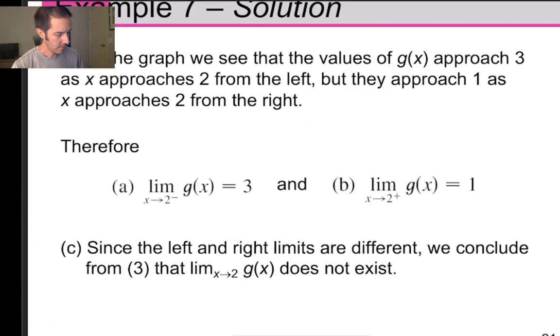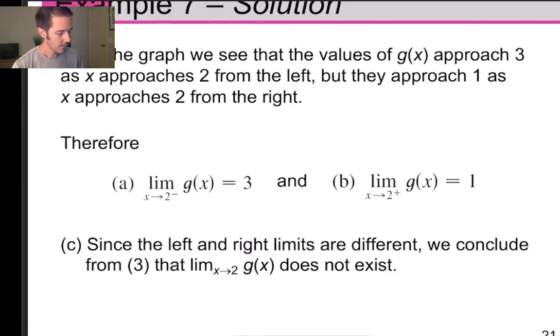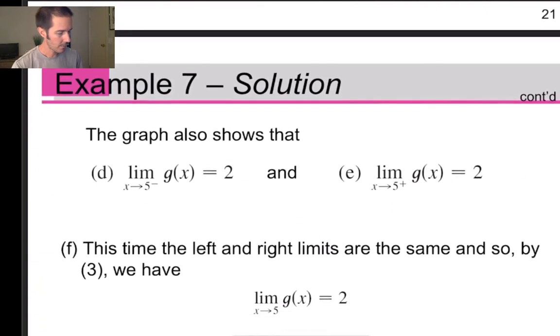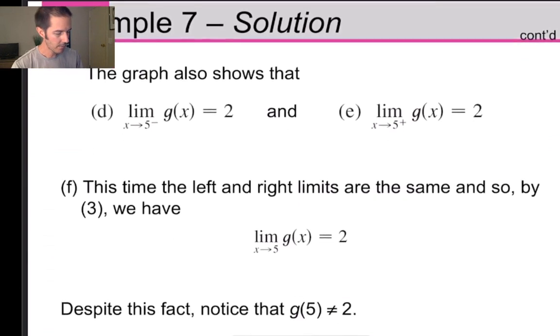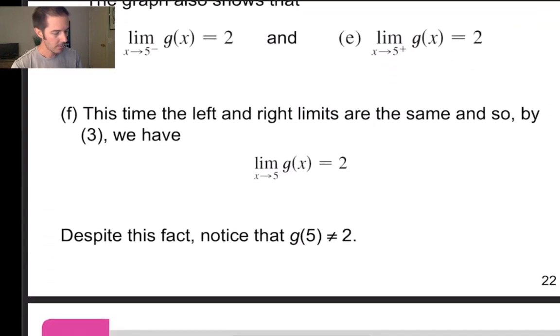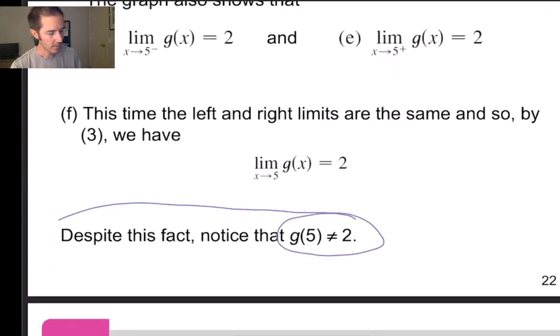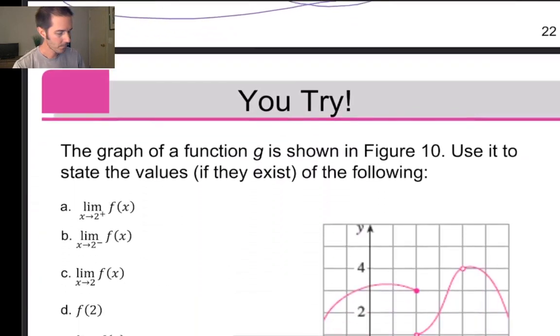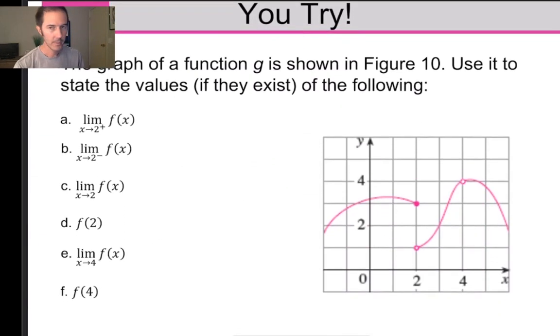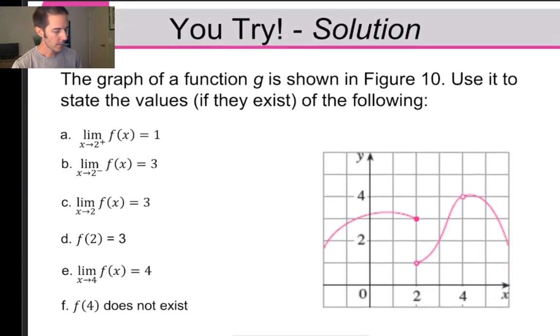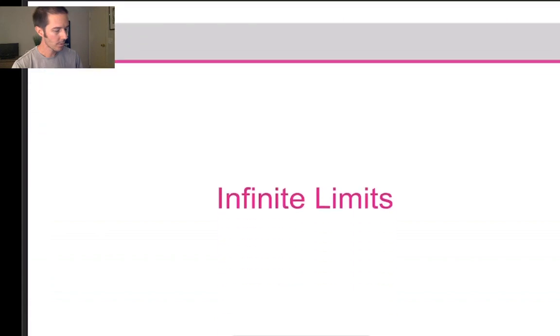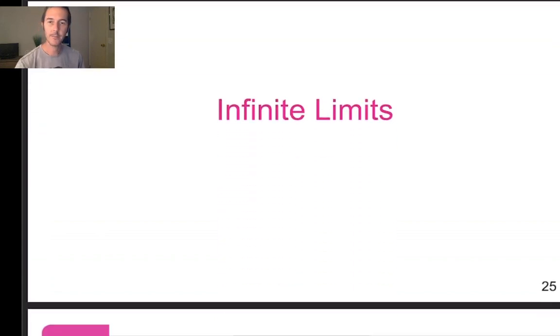And this says everything that I just said, and this says everything else that I just said, and this is a different way of saying we don't care what's happening when x actually equals 5. This says you try it, but I'm going to give you about 1 trillion homework assignment problems on this stuff, so you can try it while you're doing your homework. And now let's talk about infinite limits.